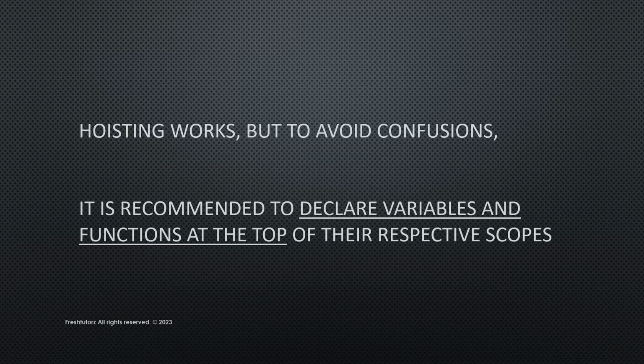So basically, hoisting works, but to avoid confusion, if you have a long 100 lines of code and you have declared some variables and functions in between, it is recommended to declare all the variables and functions at the top of their respective scopes. This will reduce future bugs and ambiguity. So it's better to declare variables and functions at the top of their containing scope. I hope you understood everything.